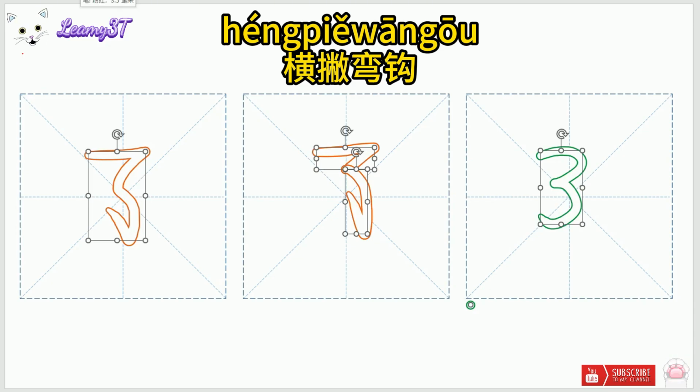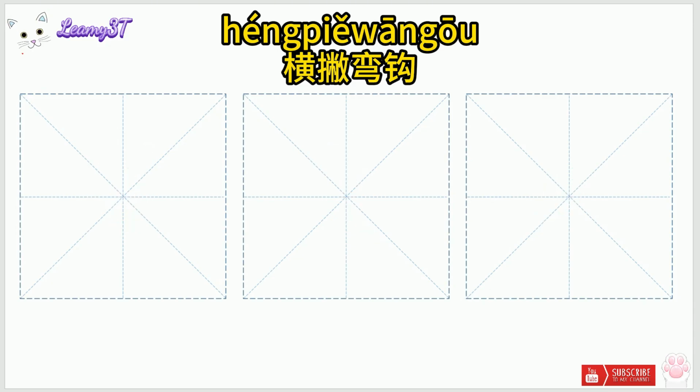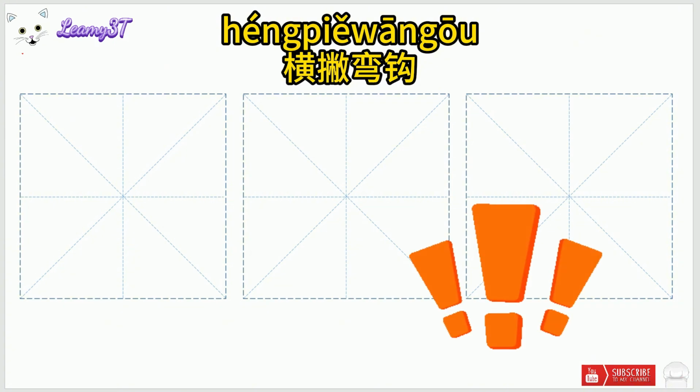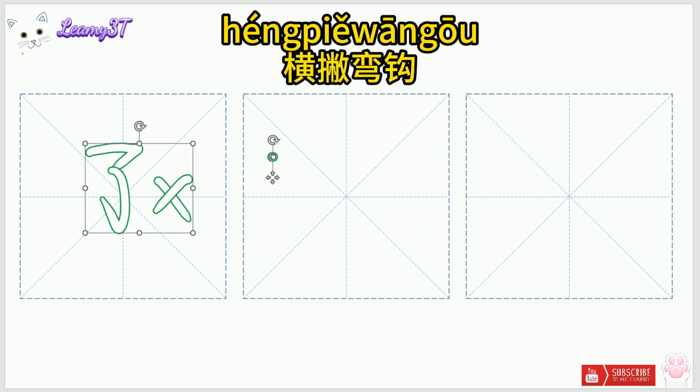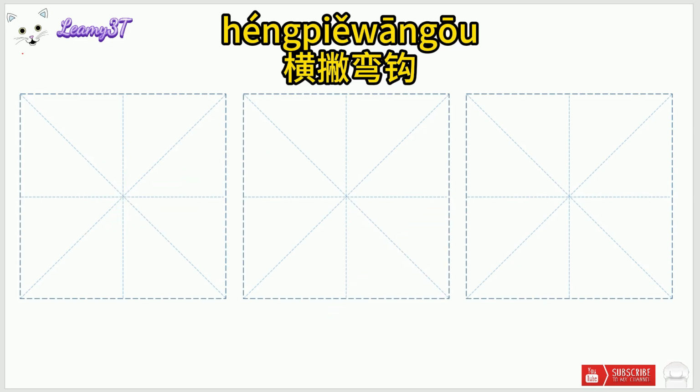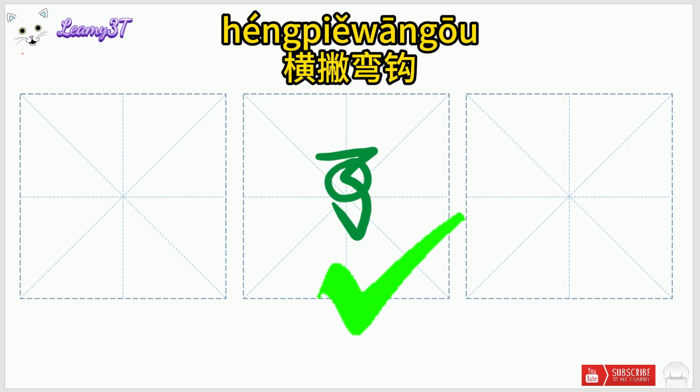Note that, although this is a compound stroke, it must be written in one go, not split into 2 parts. No. The connecting part in the middle can be smoother, but if that's hard, it's okay if it's sharp. Now, let's read and write together.